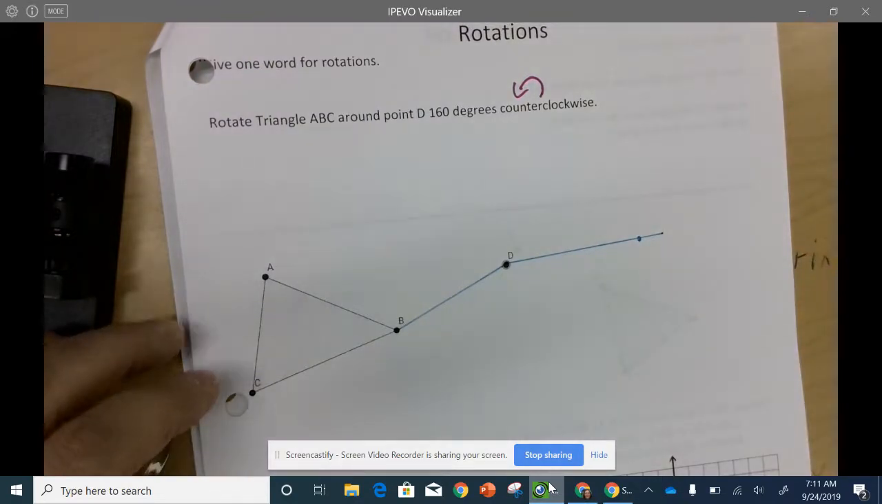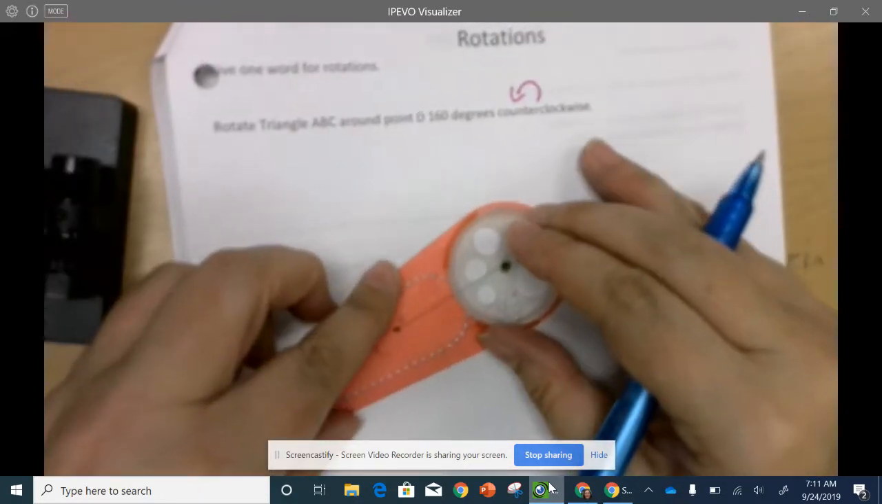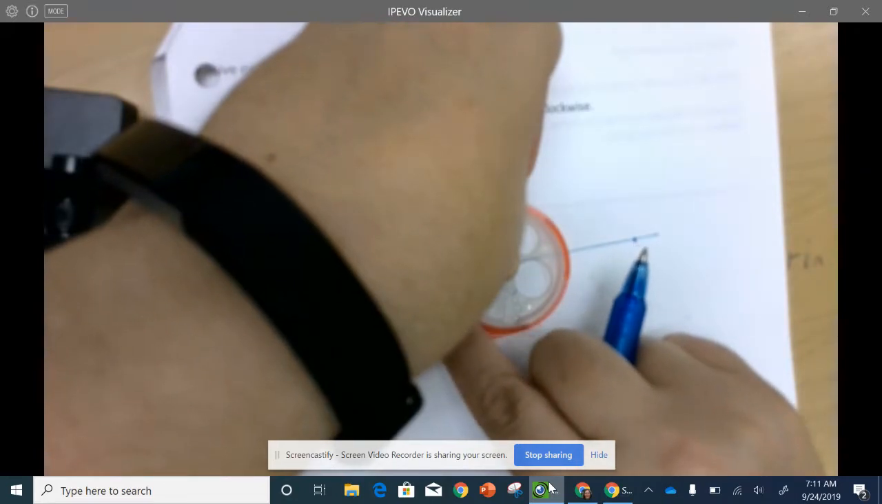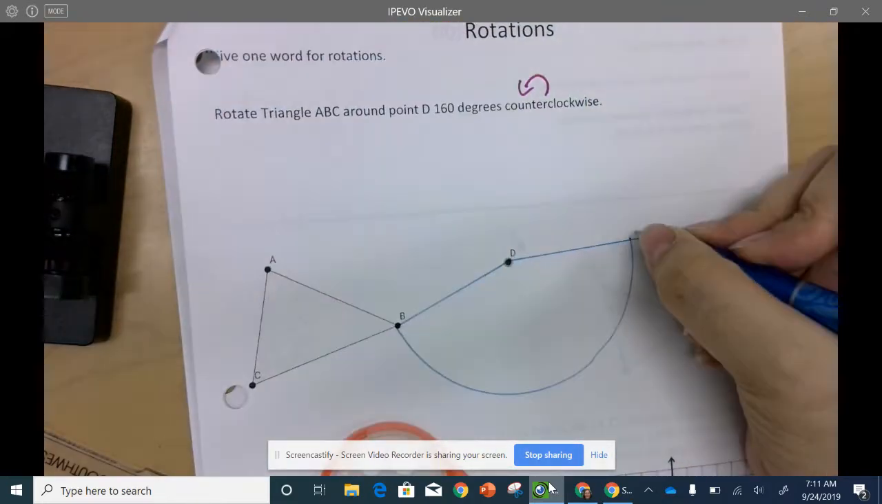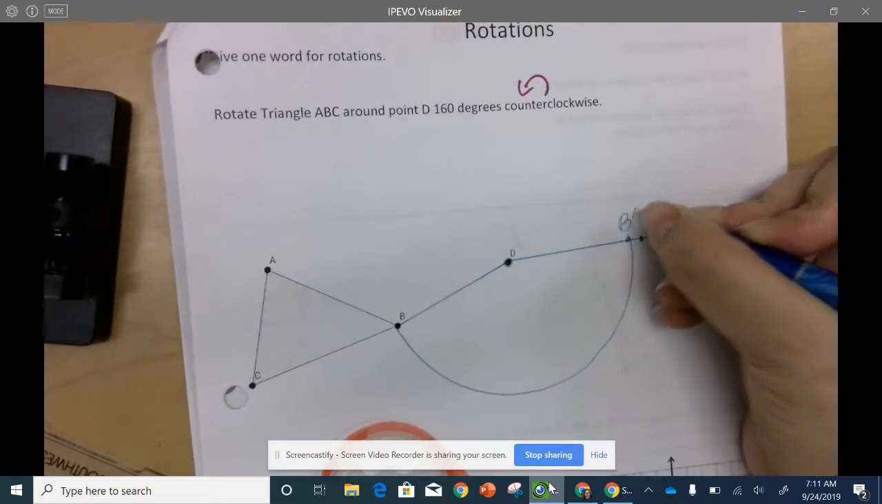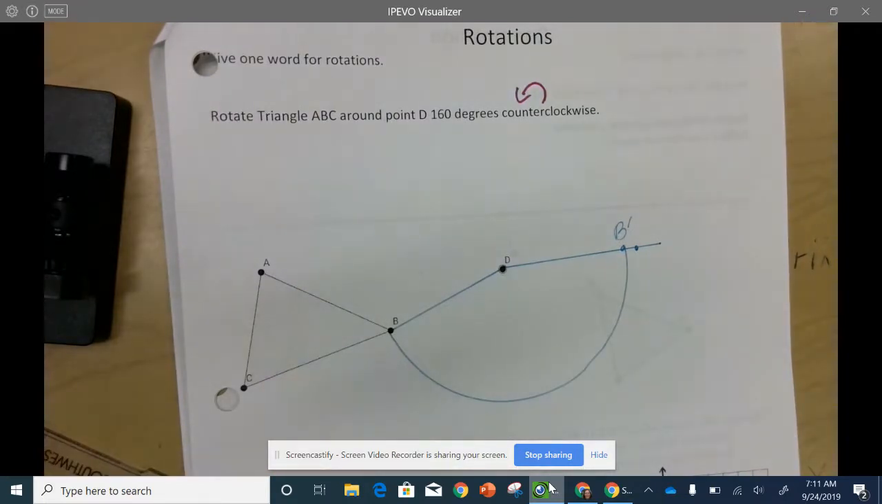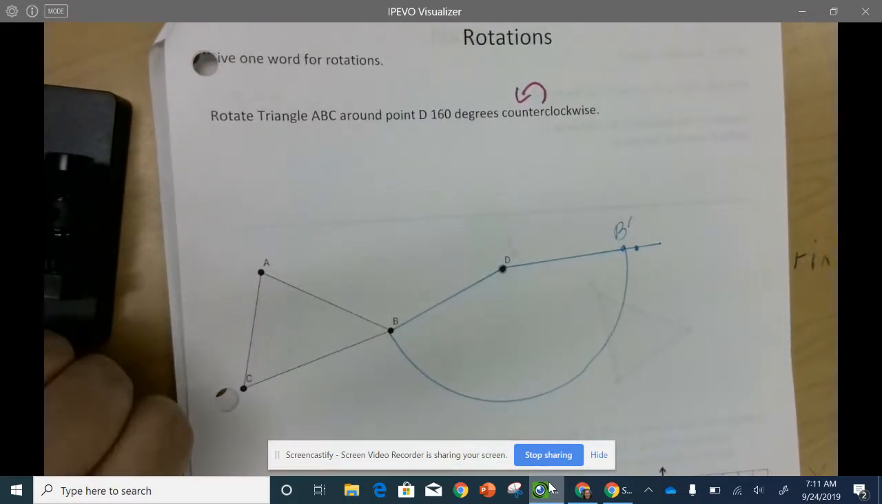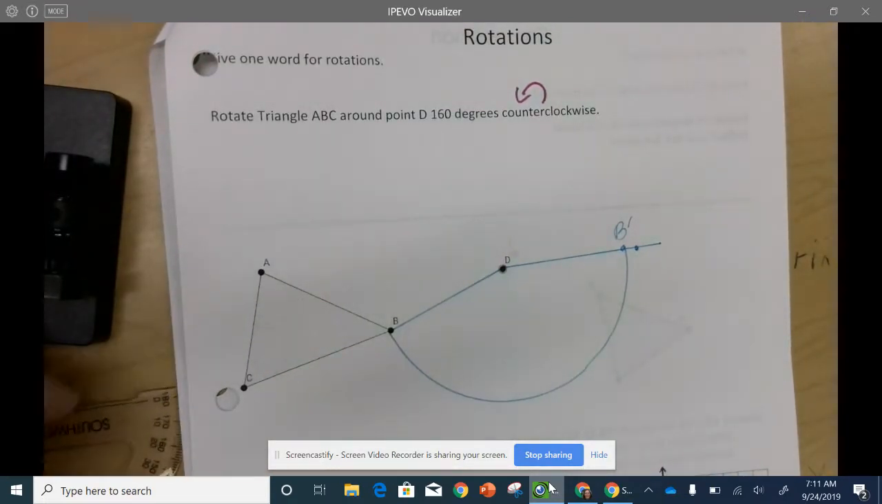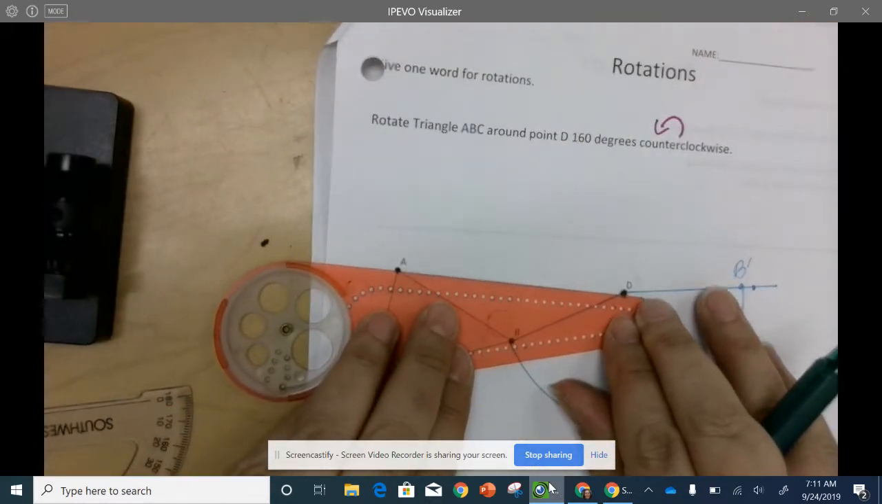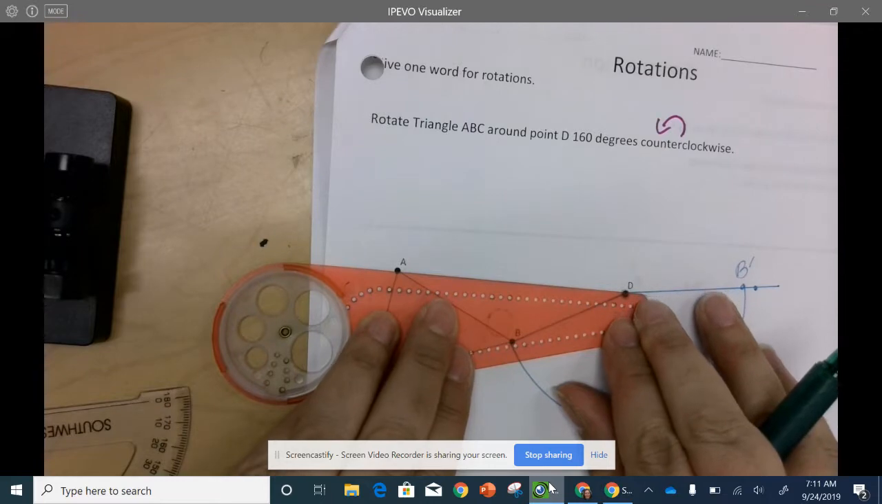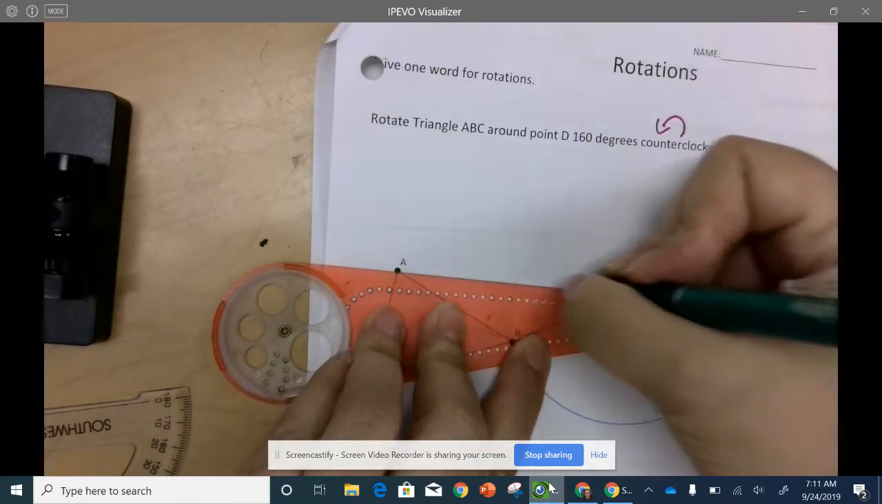And then I put my compass on D, line it up with B. So we're going to match it. Go all the way around. And now we have B prime. Keep going. Same steps, everybody. So A to D. So we make segment AD.